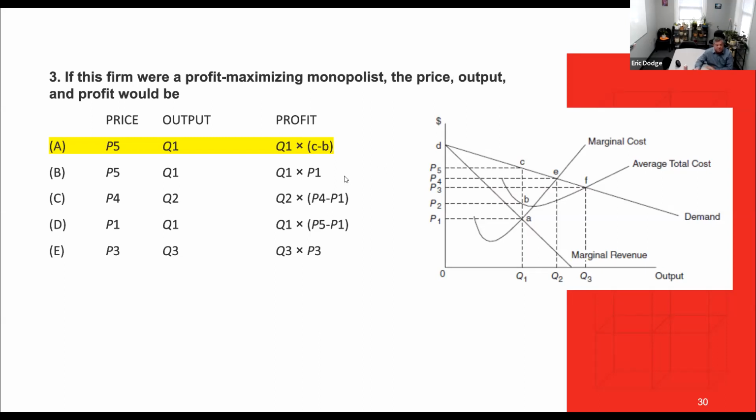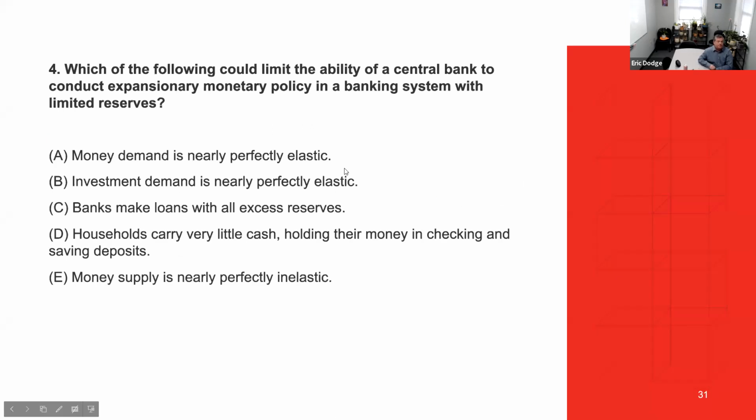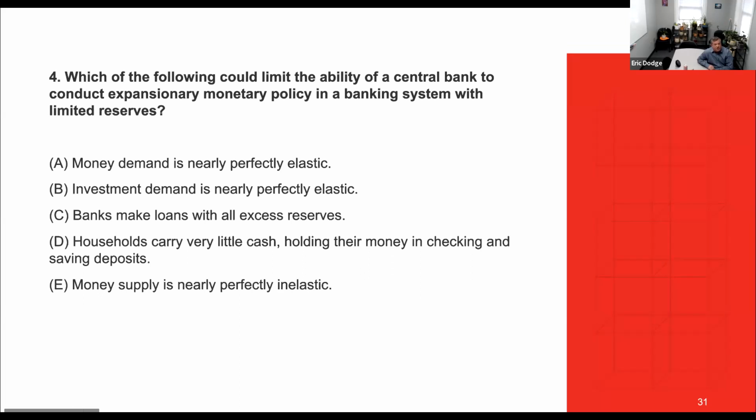All right, let's switch to macro. Which of the following could limit the ability of a central bank to conduct expansionary monetary policy in a banking system with limited reserves?